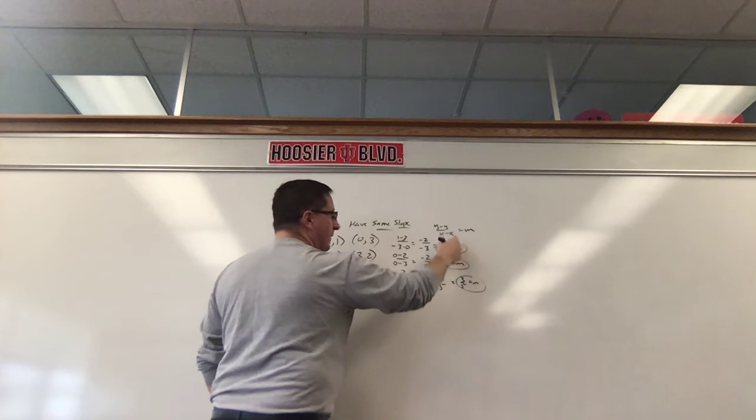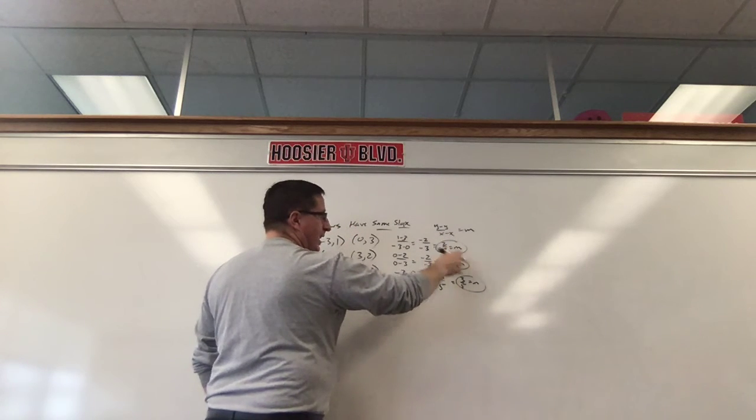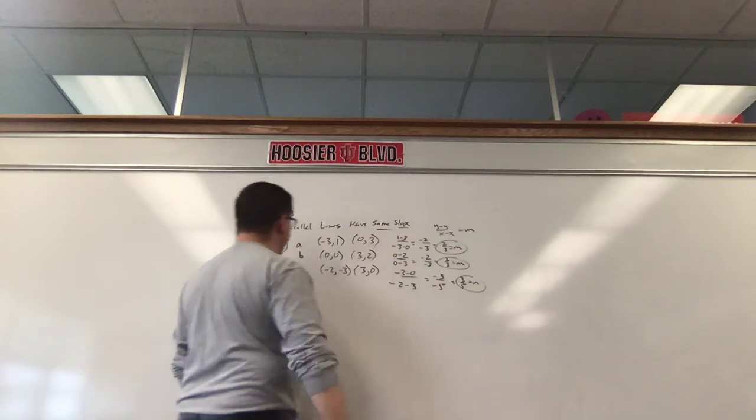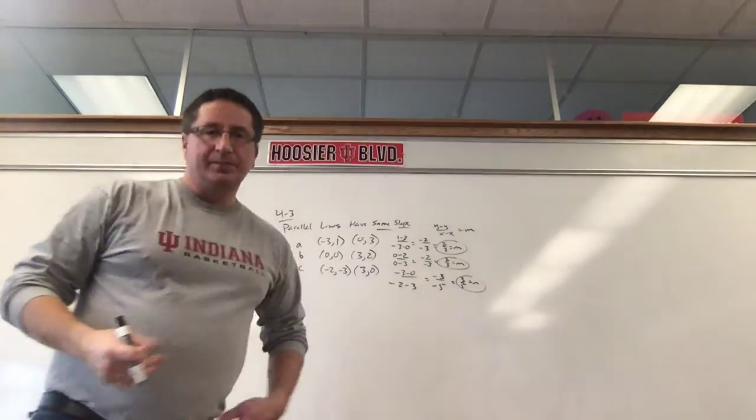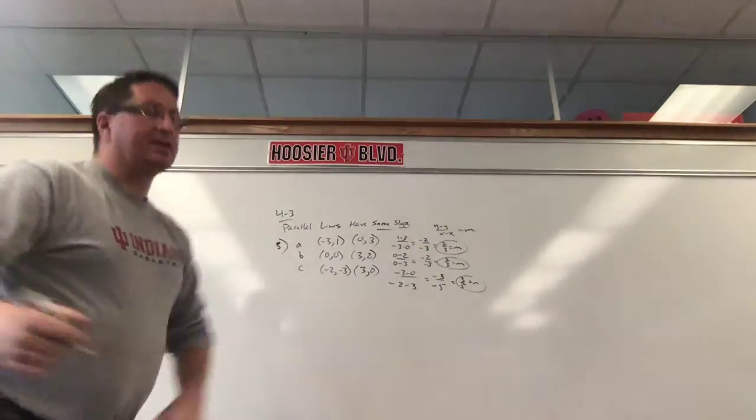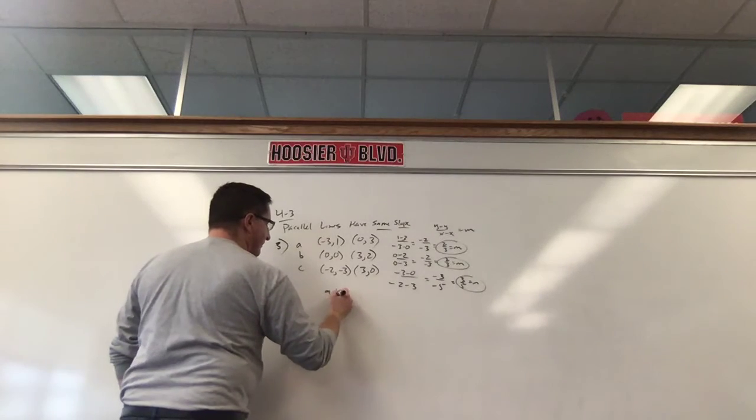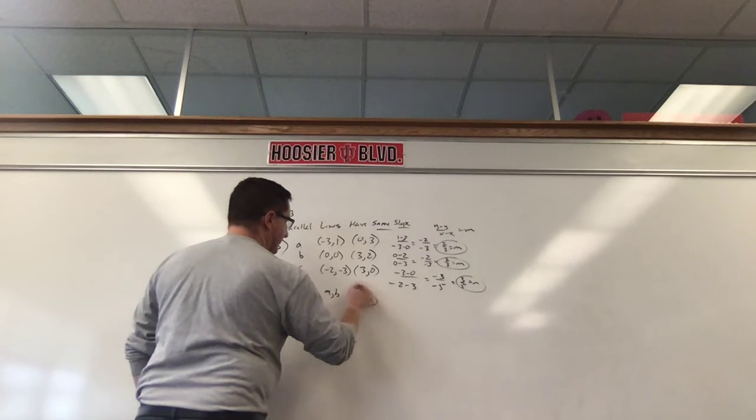So these two are parallel because they have the same slope. And this one is not parallel to either one of them, okay? So A and B are parallel, because they have the same slope. So when you're clicking on those, A and B are parallel because they have the same slope. Okay, that's what you click on.